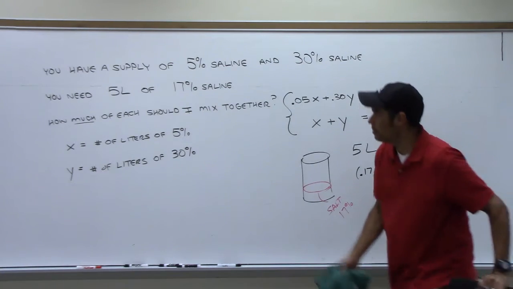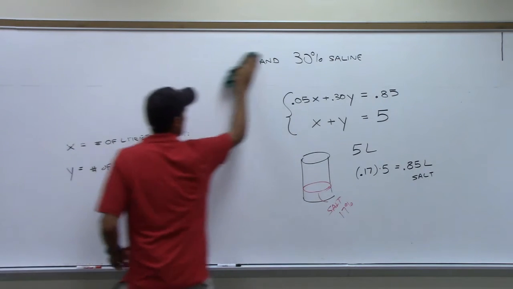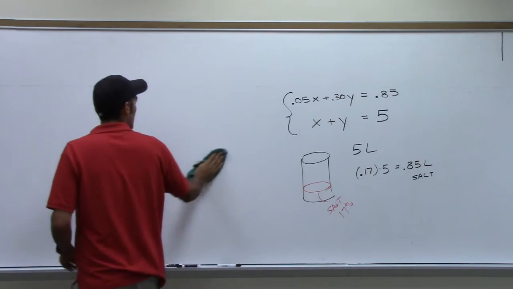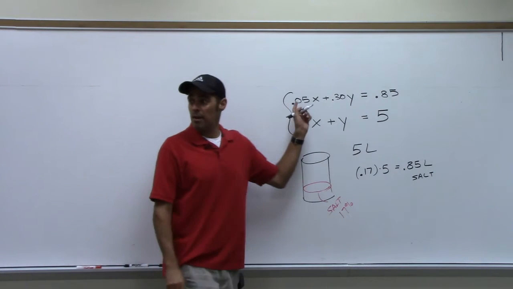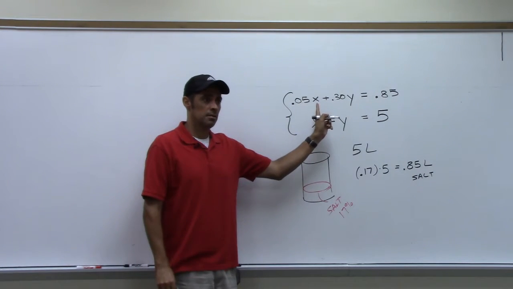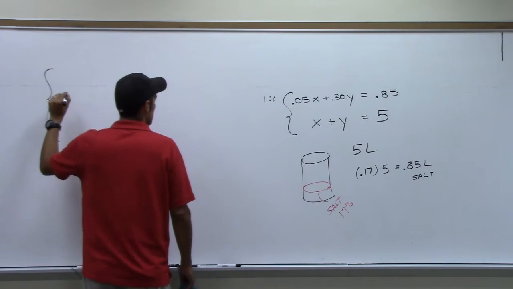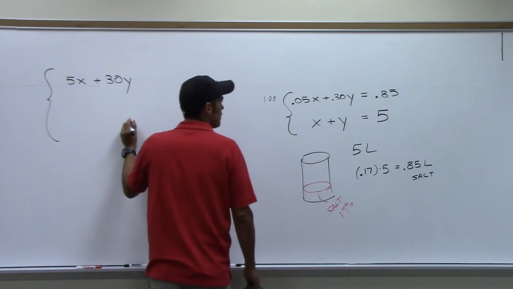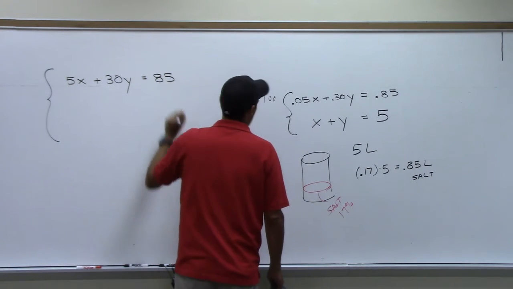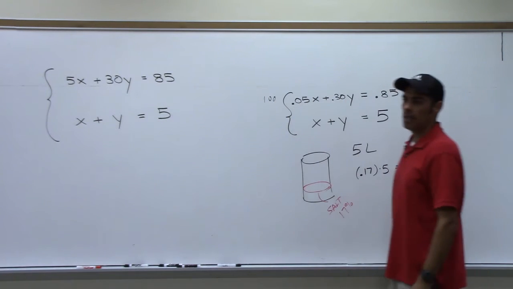Now, we don't like those decimals, do we? But this is a system of equations, and we can always multiply both sides of any equation by any number. So why don't we get rid of those decimals? How could you get rid of 0.05, 0.30, 0.85 and make them all nice numbers? Multiply by 100, right? 100 will move the decimal point over twice. So I'm going to start with that, and I get a new system. It looks like this: 5x plus 30y, be careful there, equals 85. And then x plus y is 5. That's the same system.